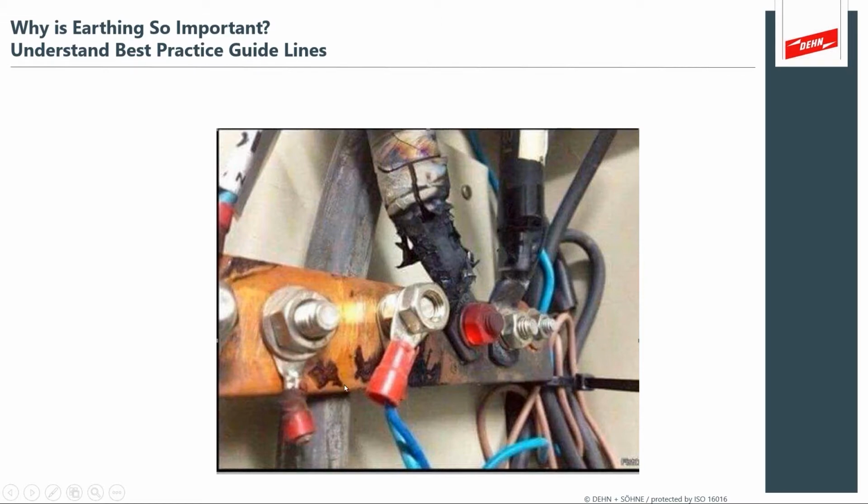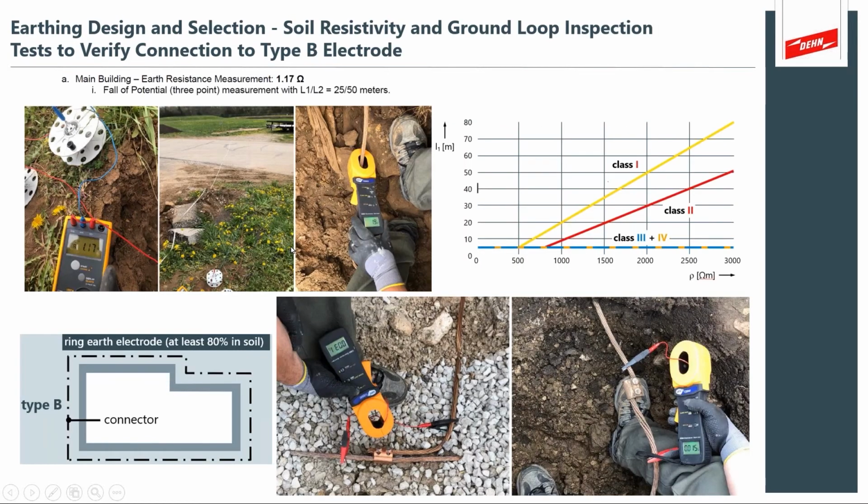You've got broken connections. These are the things that we're looking for. So, earthing design. Remember, it started with the class of protection. Our risk analysis tells us that we have extensive risks, so we select higher protection methods, and this can help us design our earthing system.